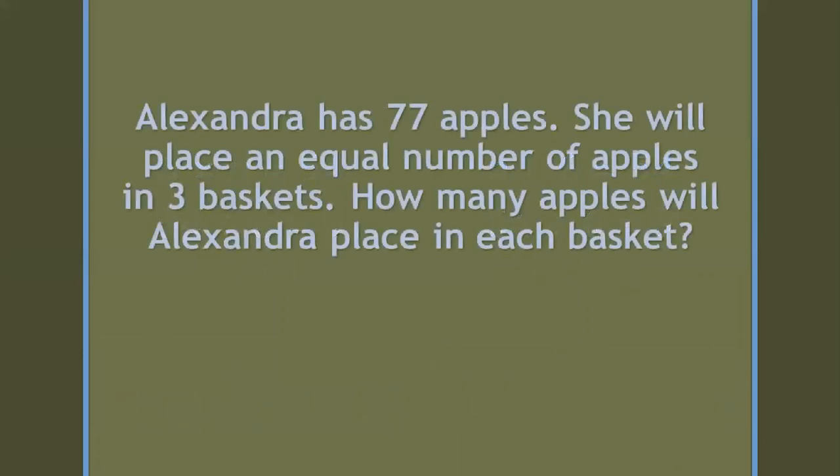Now let's do a word problem to show our knowledge and to help us flesh this out a little bit. Alexandra has 77 apples. She will place an equal number of apples in 3 baskets. How many apples will Alexandra place in each basket? So we have to think here. We have 3 baskets and 77 apples to divide between them. So your mind should be drawing some pictures. Let's put them out on paper now.